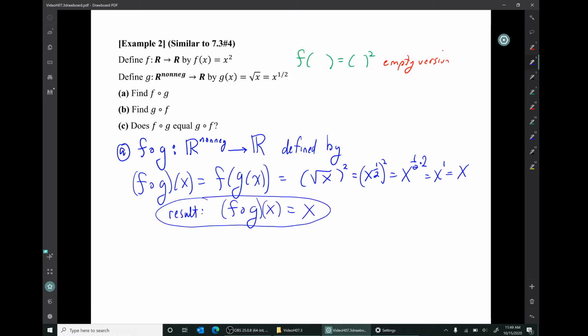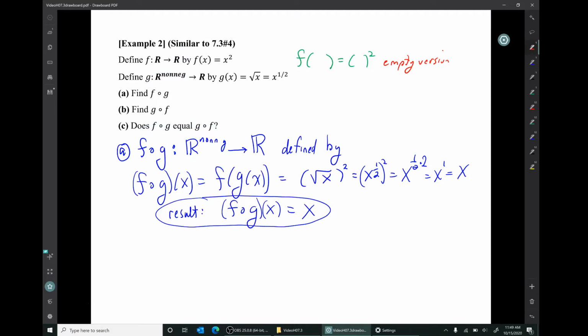So the result is that f circle g of x is x. Now notice the function diagram, the arrow diagram for f circle g. F circle g has a domain that is the domain of g, and it has a codomain that's the codomain of f, R. Now let's do question B.